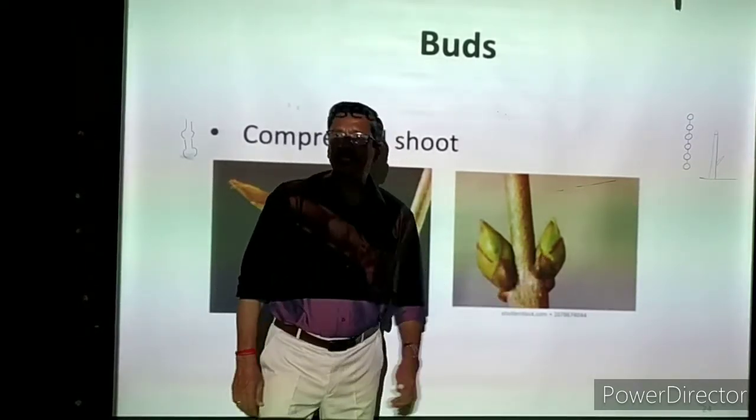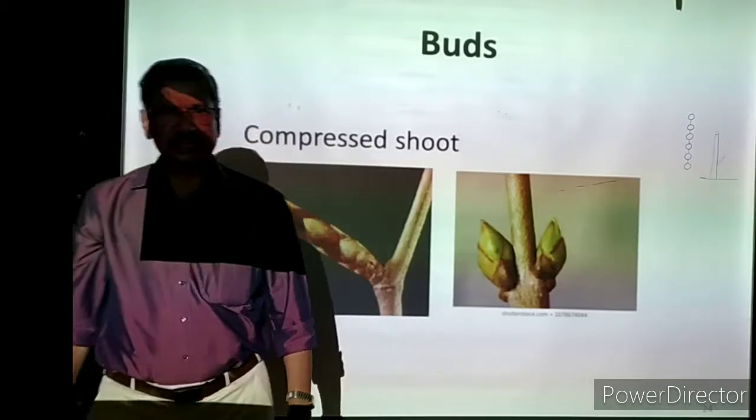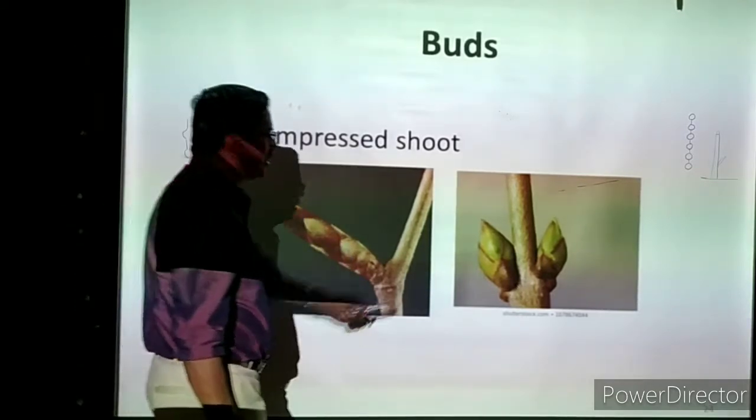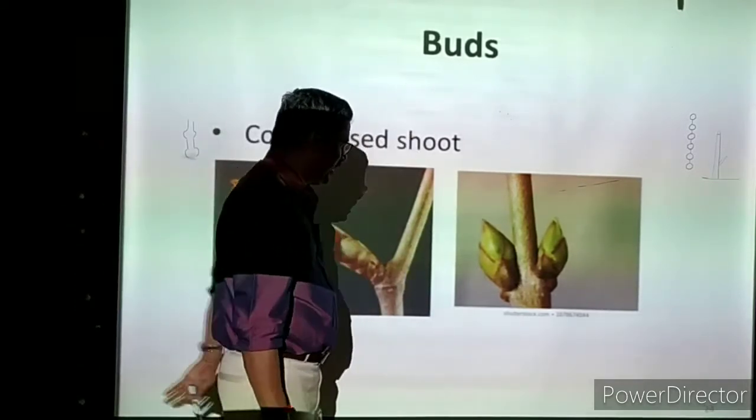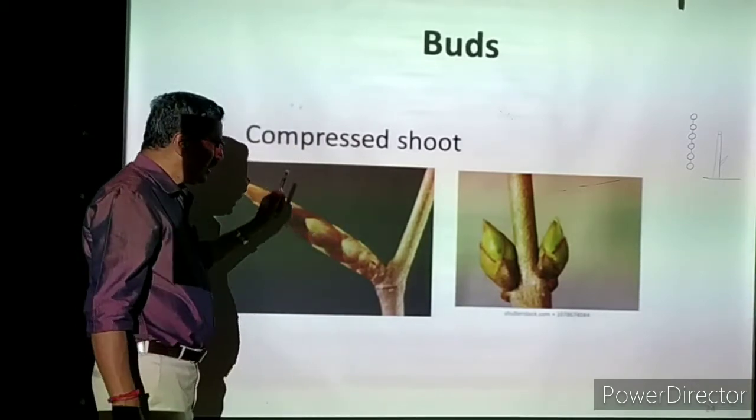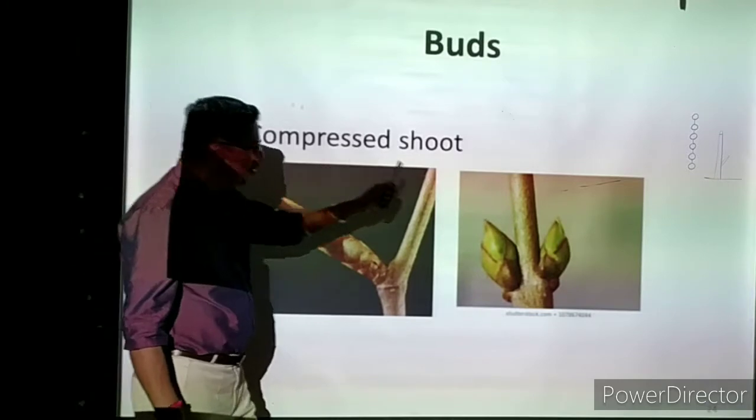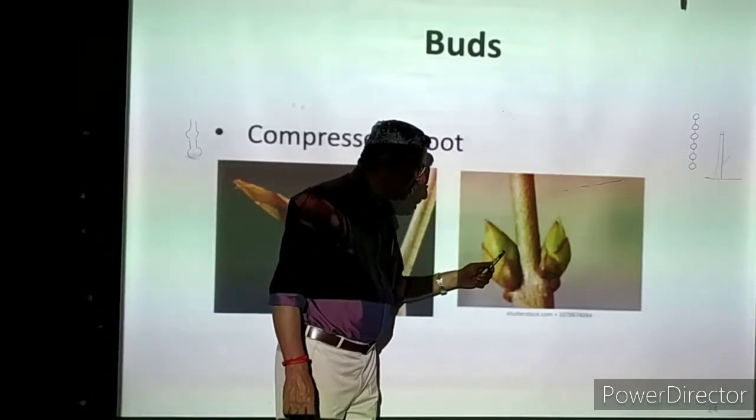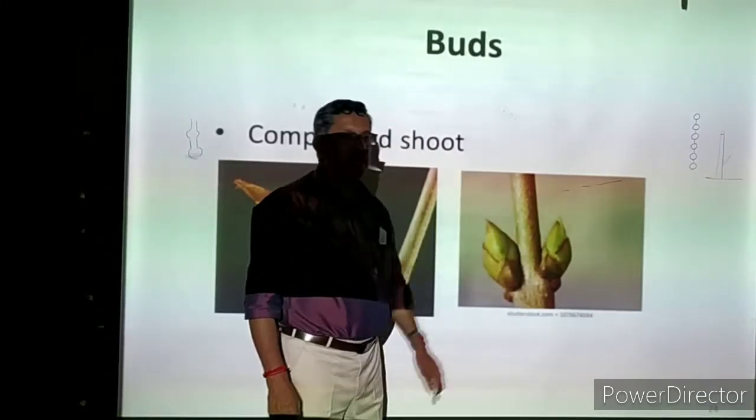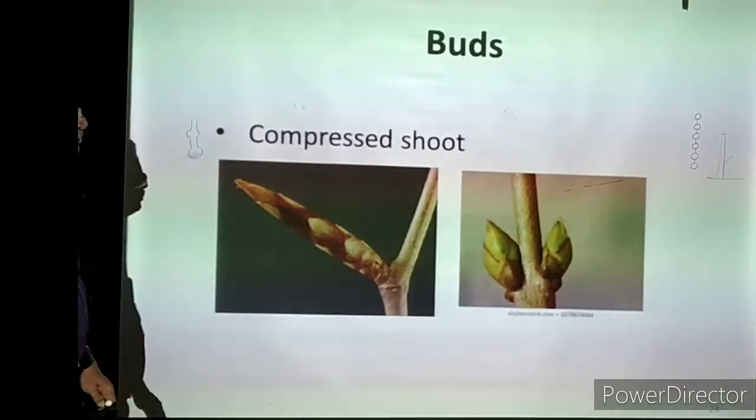So these two buds are called axillary buds. Like that, in many places, many buds will be there. So if the buds are present at the tip of the stem and branches, they are called terminal buds. If the buds are present at the axils of the leaves of the plant, then they are called axillary buds.